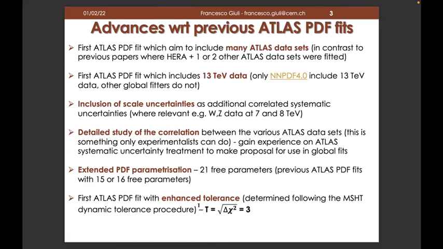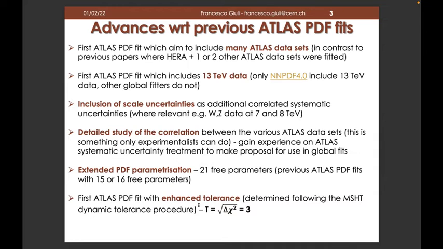We include scale uncertainty as additional correlated systematic uncertainty, of course, where they are relevant. So, for example, for the WZ data at 7 TeV, because these scale uncertainties are at the same level as the experimental uncertainty. We perform a detailed study of the correlation between the various ATLAS datasets. So we gain experience on the ATLAS systematic uncertainty treatment to make a proposal, so global fitters can also use this vademecum to properly treat the correlation between the uncertainties on the ATLAS data.